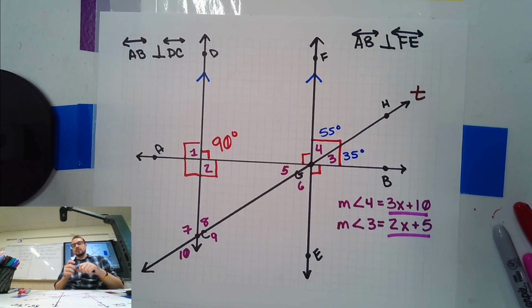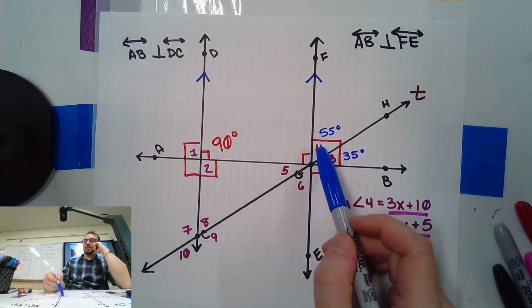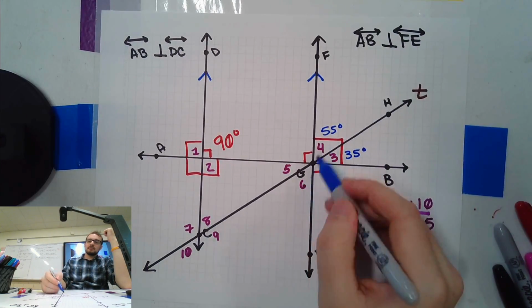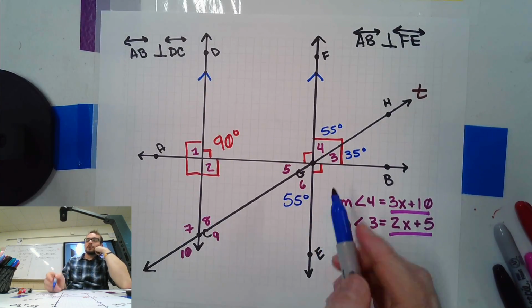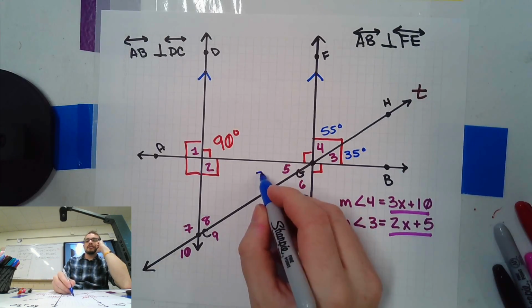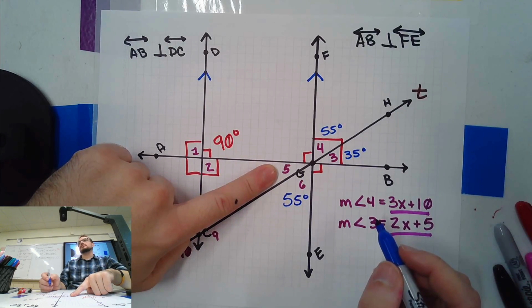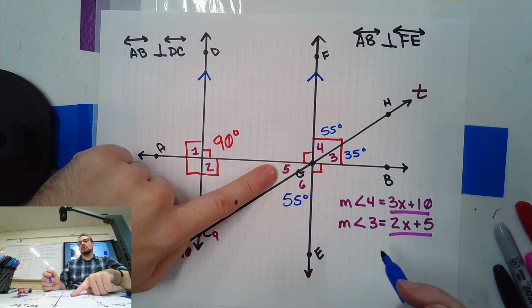Mr. Eads, what do you notice? 6 is 55. Why do you know 6 is 55? Says theorem. Vertical angles. Give me one reason why I know that angle 5 is 35. Scissor theorem. Why else would I know that's 35? Vertical is scissors. That's another way I could figure that out.